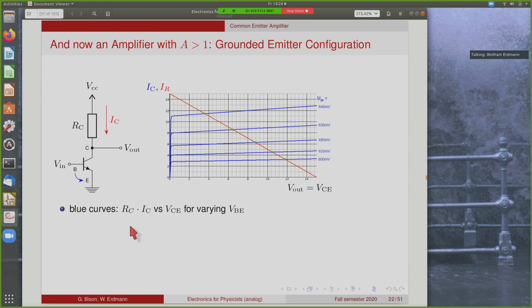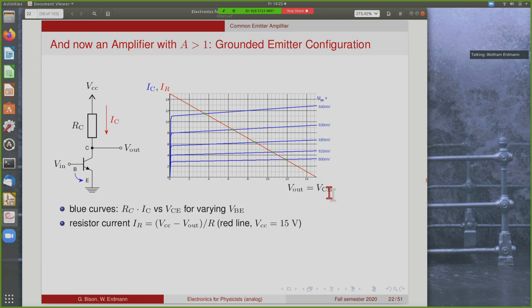This can also be looked at graphically. So the blue curves here show the collector current multiplied by the collector resistance. So it's basically proportional to the collector current as a function of the collector emitter voltage for varying base emitter voltages. So here we go from 600 millivolts to 640 millivolts for the base emitter voltage. So this is the input here. And you see these currents which are almost independent of the collector emitter voltage.